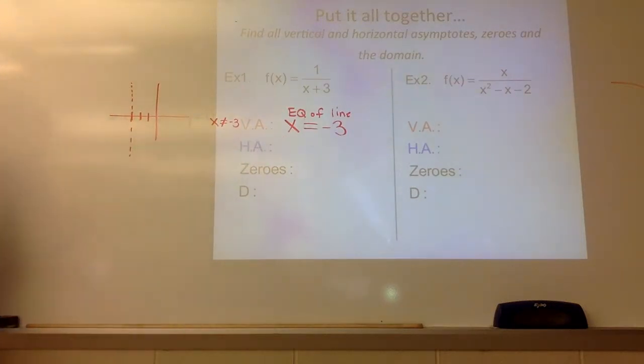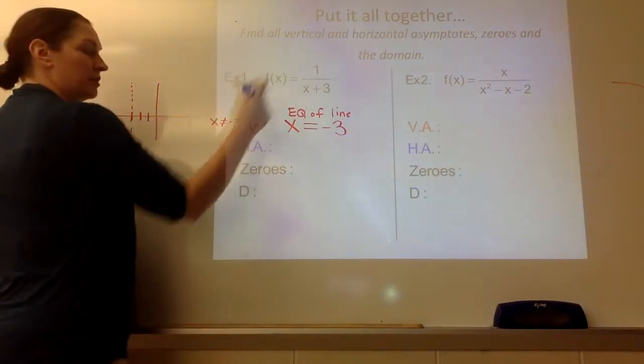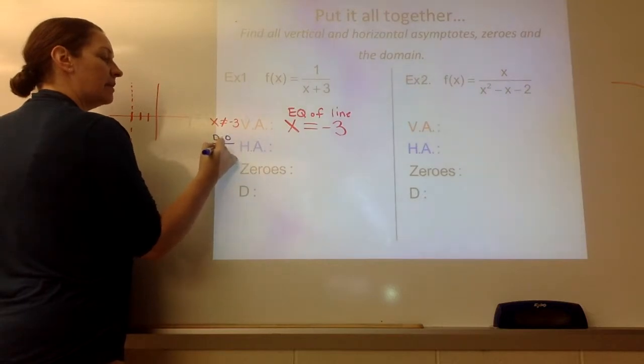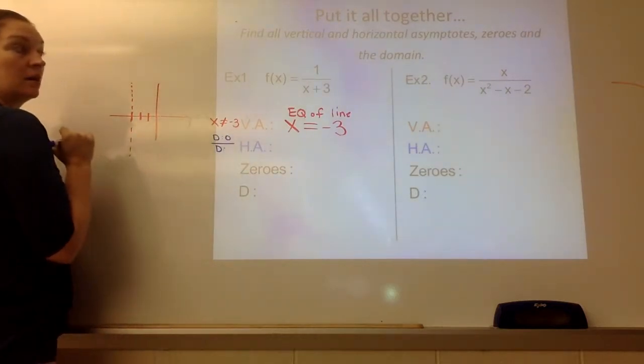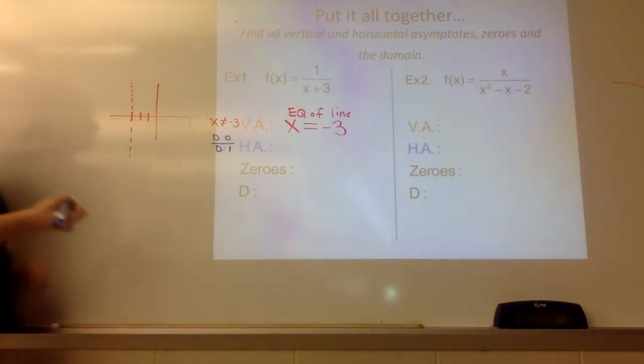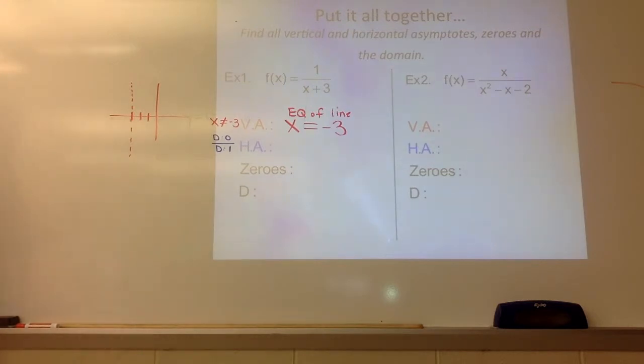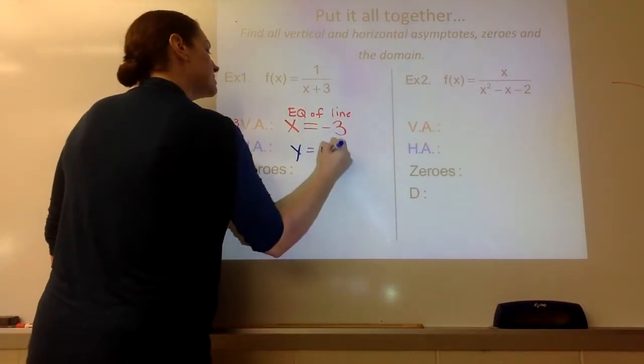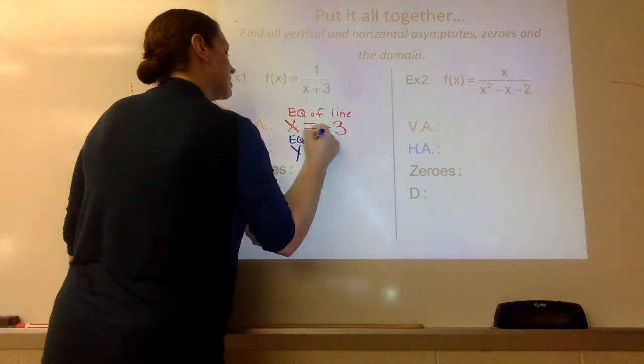Where does my horizontal asymptote come from? Three rules, correct? What's the degree of the numerator? Degree 0. Denominator, degree 1. What does it mean if the degree of the numerator is less than the denominator? Y equals 0. Y equals 0. Again, this is an equation of a line.